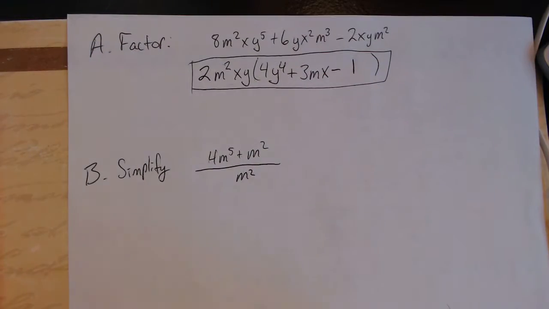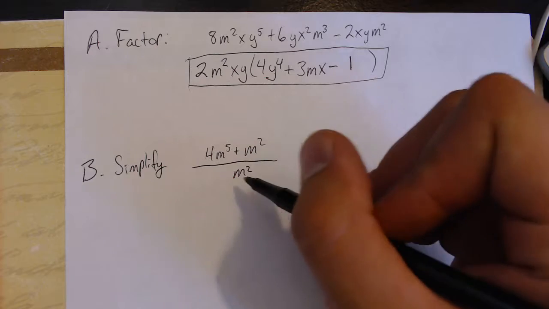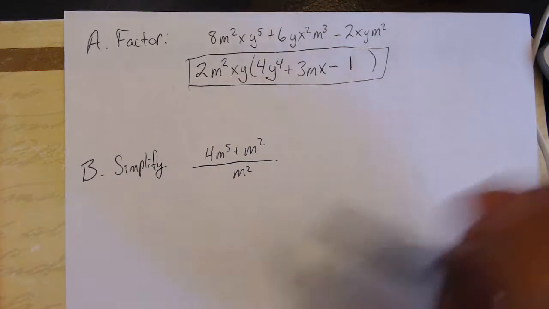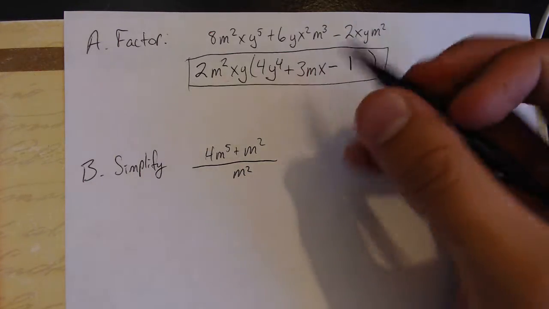Next, let's go to simplify. This is kind of the same thing. Now, the most common mistake, people will look at this and immediately they'll want to cancel this and this and then say the answer is 4m to the 5th. Absolutely wrong. Do not do that at all, ever. Just don't even.